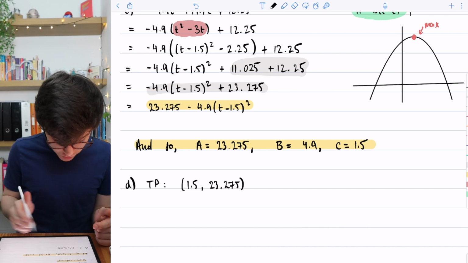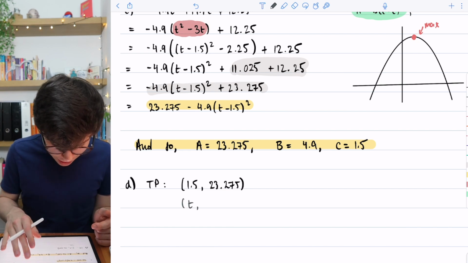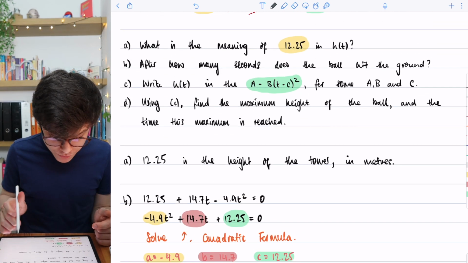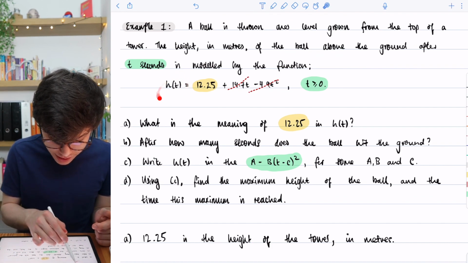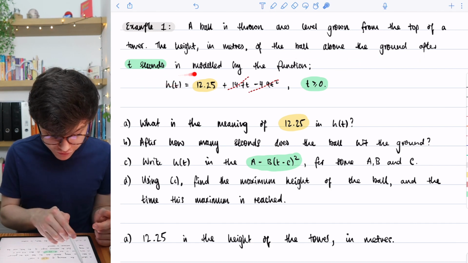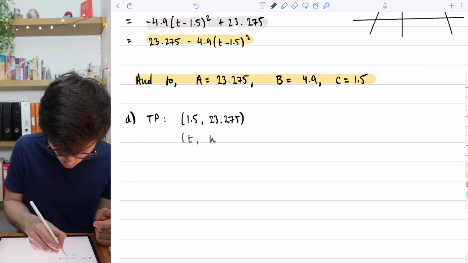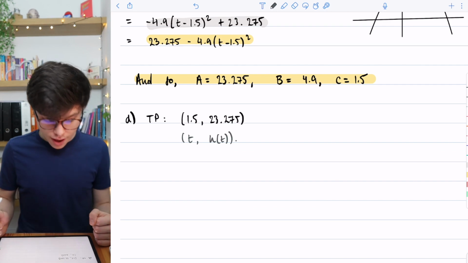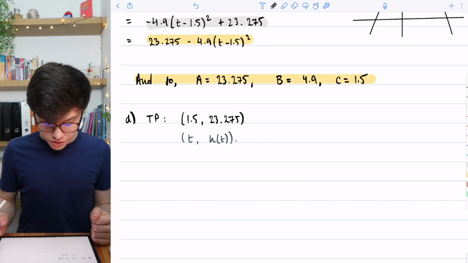Now remember, we've got t values, so I'll write that like that. And our function, well, the y was h of t. And h of t is the height in metres of the ball above the ground. So we'll write that there. So that's kind of the form of our quadratic, okay? Or the form of our coordinates.